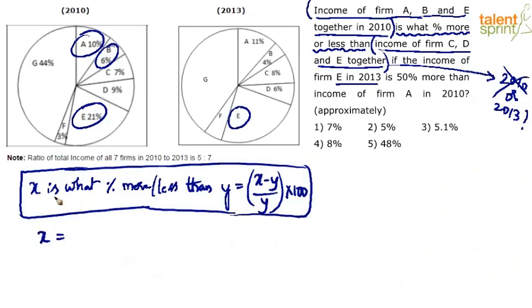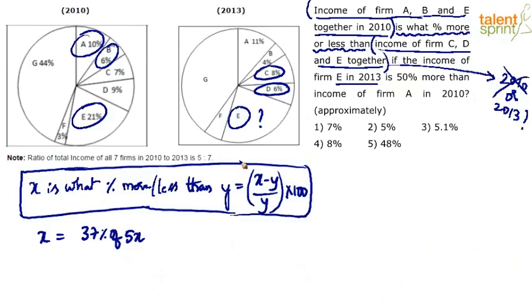ABE in 2010. So 10 plus 6 plus 21. 10 plus 6, 16. 16 plus 21. Right? So 37. 37% of 5X. What is Y? Now, Y is CDE. C is 8%, D 6%, E is not known to us. So first of all, we'll have to find out E.